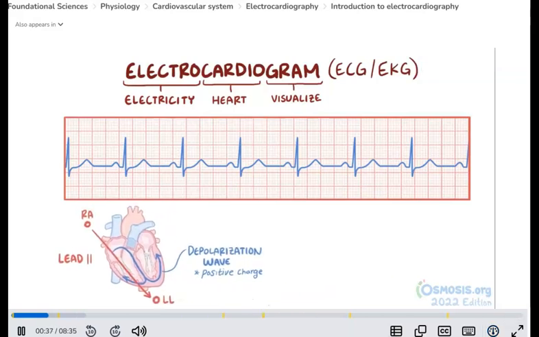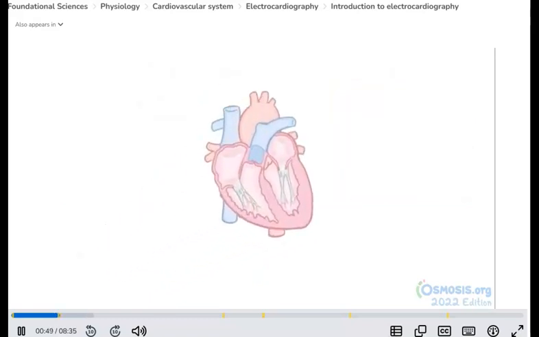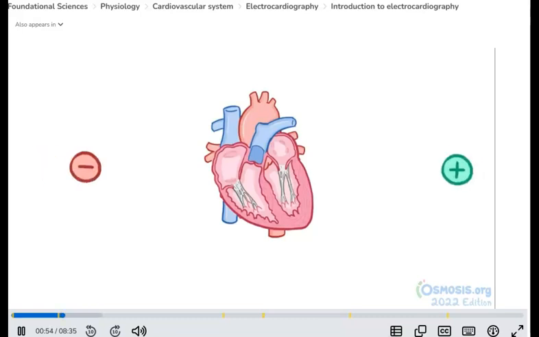So essentially, when the wave's moving toward the left leg electrode, you get a positive deflection, like this big positive deflection corresponding to the wave moving down into the left and right ventricles. To understand the basics, let's start with an example of how we can look at the heart with only one pair of electrodes, a positive one and a negative one.